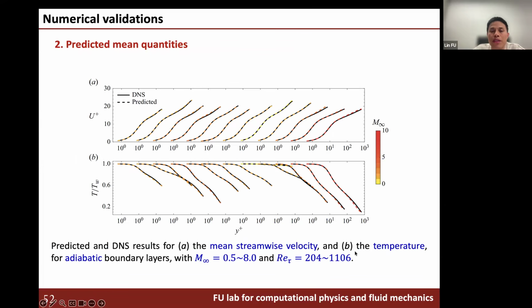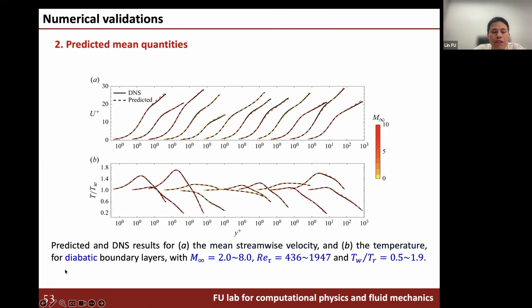Reynolds number Re_tau up to 1000. You can see that we get perfect agreement for both velocity and temperature distribution. And this is for a diabatic boundary layer with heat transfer. Again, Mach number up to 8, Reynolds number up to 2000 Re_tau, and the wall condition can be very cold to even hot, and you can see that we still get very good agreement for both velocity and temperature prediction.